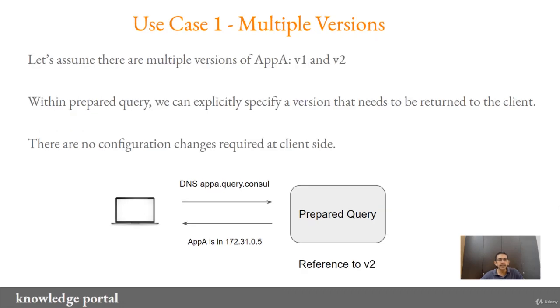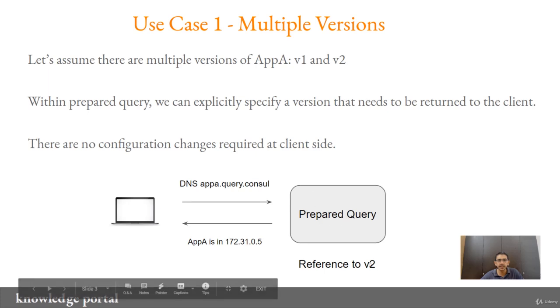So the first use case here is associated with multiple versions. Let's assume that there are multiple versions of app A. You have version 1 and you have version 2. Now within the prepared query, we can explicitly specify a version that needs to be returned to the client.